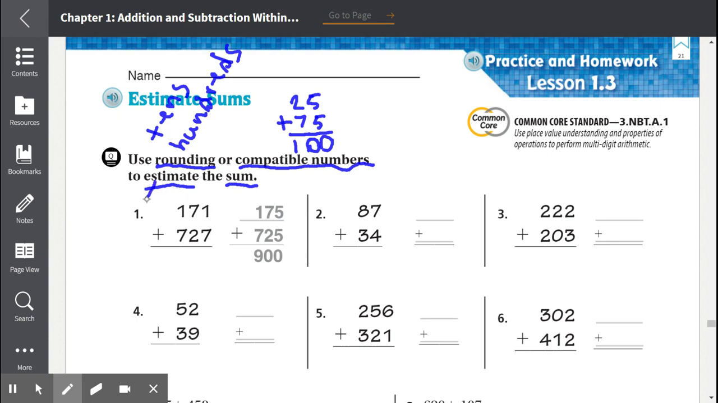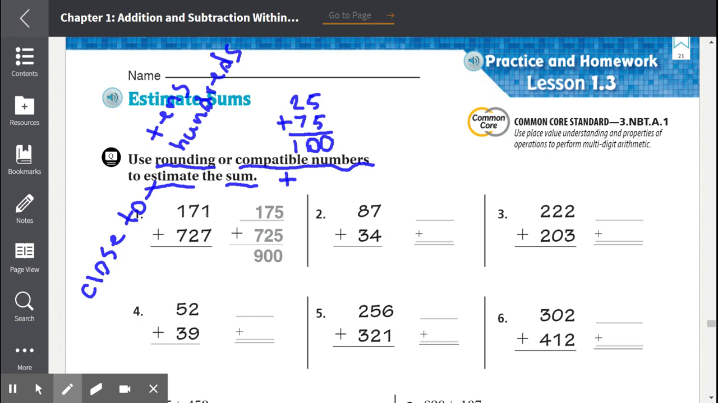Whenever we estimate, we find something close to. We find a number close to the answer. So the sum means the answer to an addition problem. So whenever you see the word sum, S-U-M, you know we're going to be adding, and the sum is called the answer. Number one, 171 plus 727.